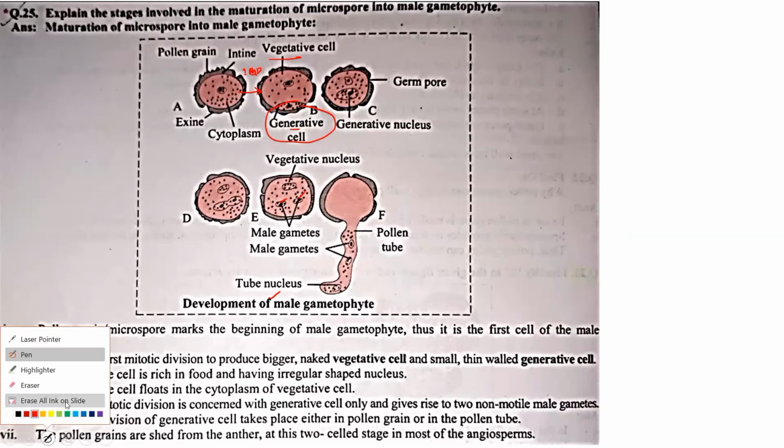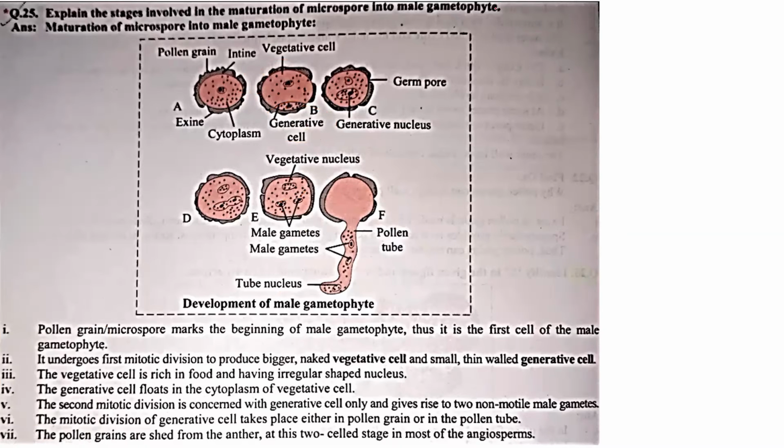I repeat, it is very simple. In the first mitotic division, the pollen grain divides into a vegetative cell and a generative cell. This is the first division. For the second mitotic division, the vegetative cell does not participate. It is only concerned with the generative cell. In the second mitotic division, the generative cell divides into two non-motile male gametes.